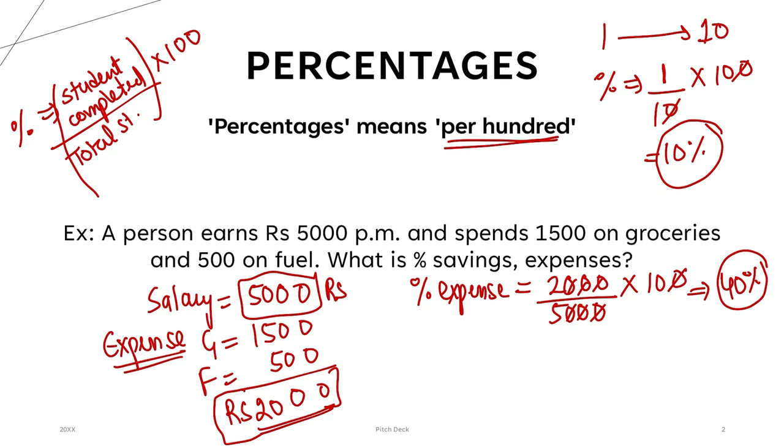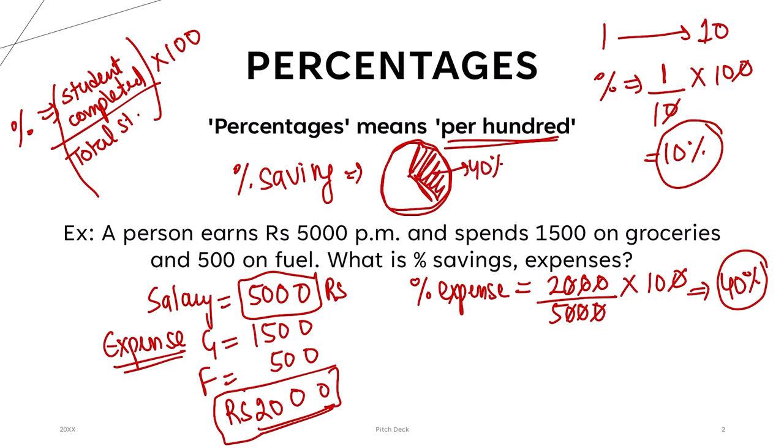Now, what is his saving? So percent saving. Now, if I make a pie chart, I say this is how much he is spending, that is 40% is his spending. What is the saving? This part will be saving, the remaining part. So 40% is spending, 60% is saving, because the total is 100%. So out of 100%, 40% is spending and 60% is saving.